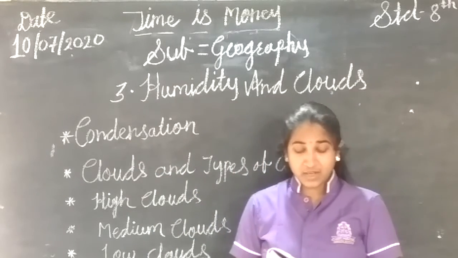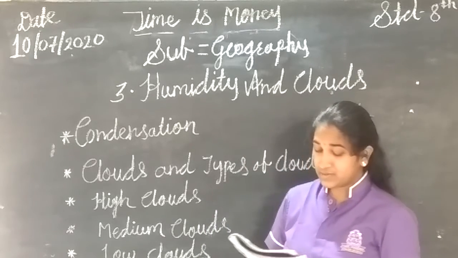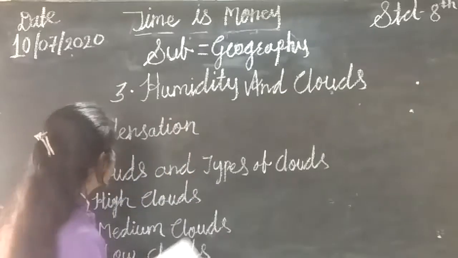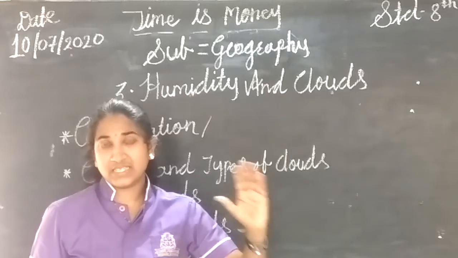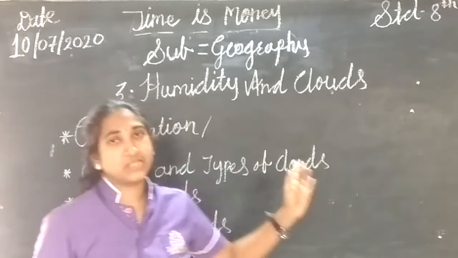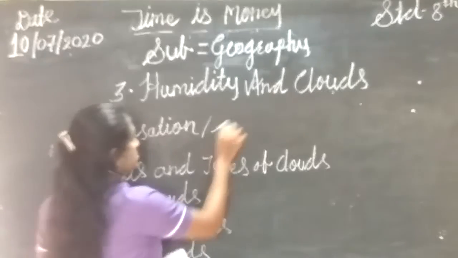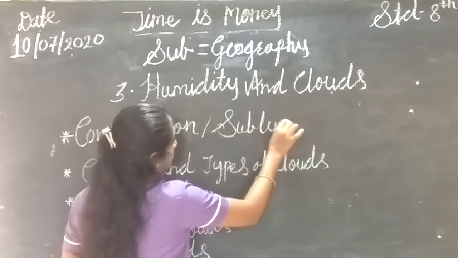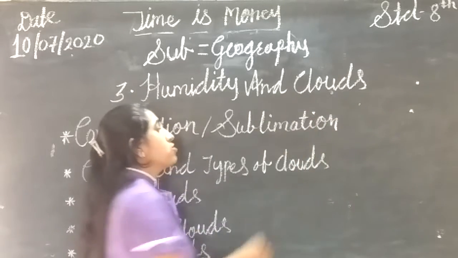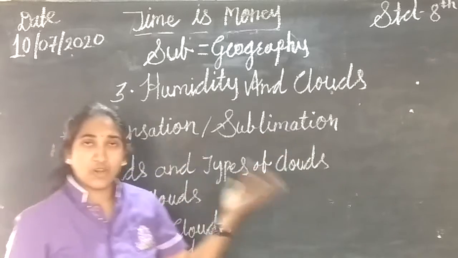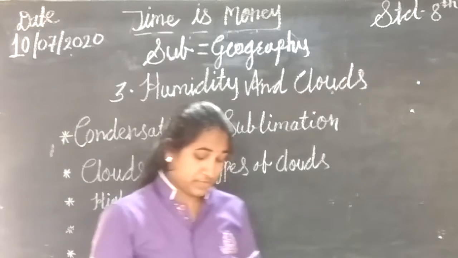Okay. Then the process of vapor changing into a solid state is called sublimation. See, what is called sublimation? The process in which vapor or a gas is converted into a solid is called sublimation. What is condensation? Vapor into water. And sublimation means the process of converting water vapor into solid form. That is the difference between the two.